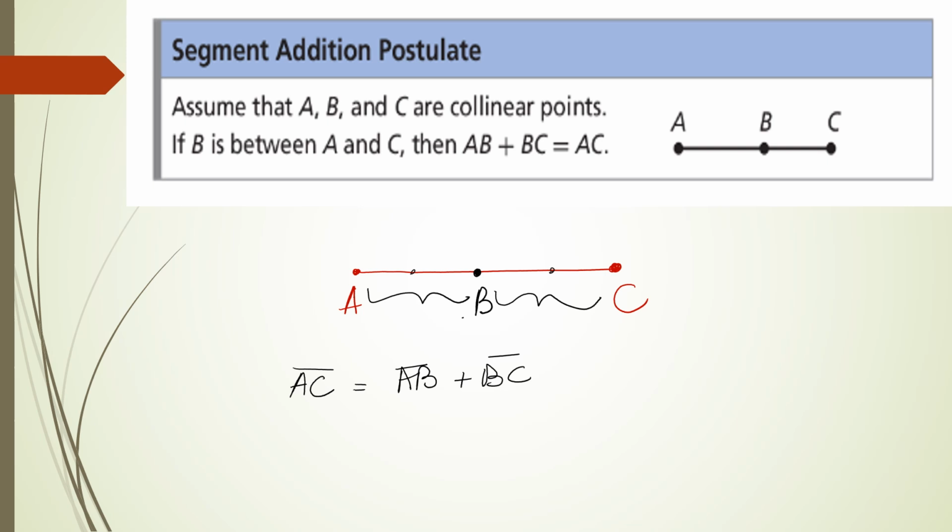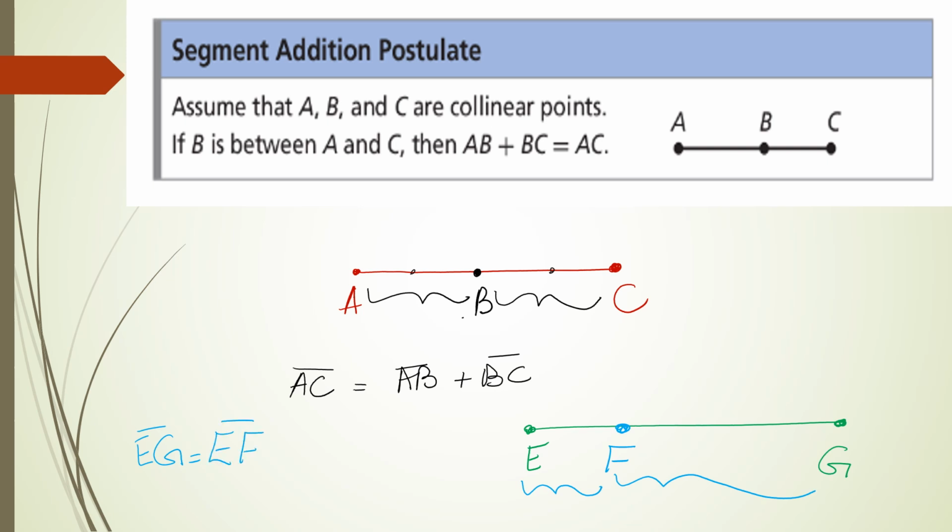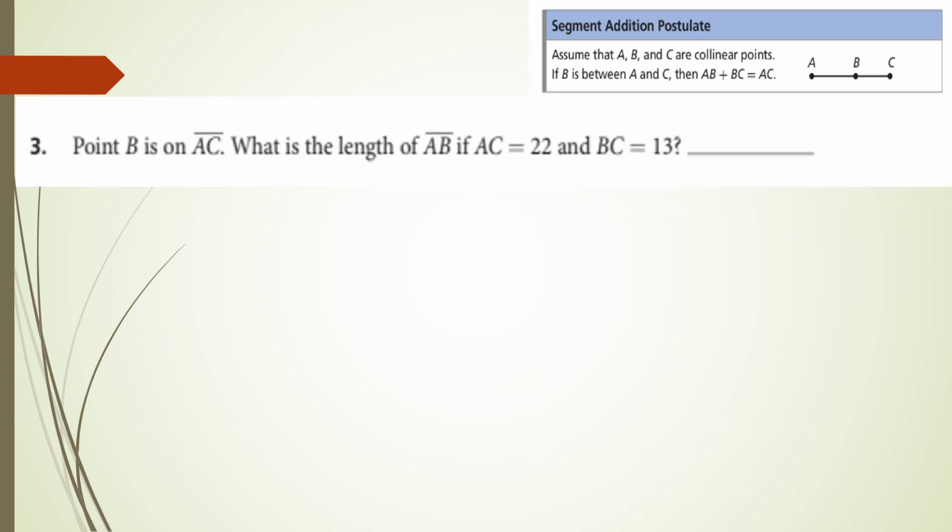So let's suppose I have a line with the endpoints E and G, and in the middle or anywhere I could have F. Can you tell me what is the line segment EG equal to? You will say that EF plus FG is equal to EG. So this is how we understand the segment addition postulate.